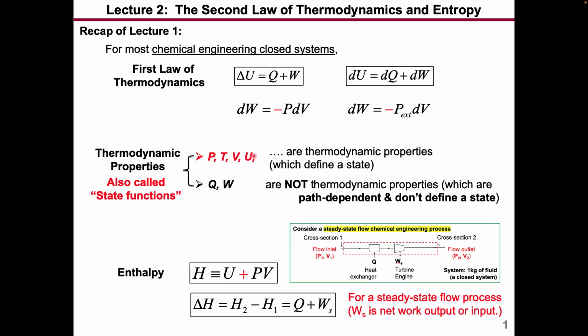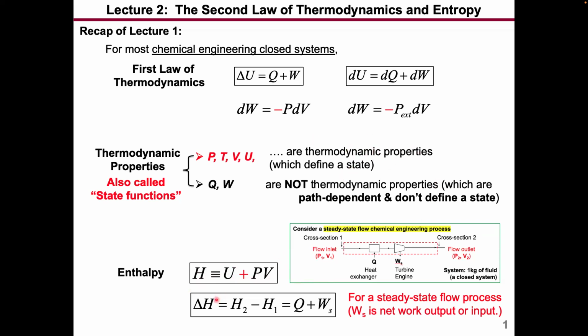In the first lecture, we also introduced the thermodynamic properties or state functions. P, T, V, U, these are all thermodynamic properties, but Q and W are not because they depend on path, right? And then we also introduced enthalpy at the end of lecture 1. Enthalpy is H equal to U plus PV. And then we said enthalpy is also going to be a thermodynamic property.